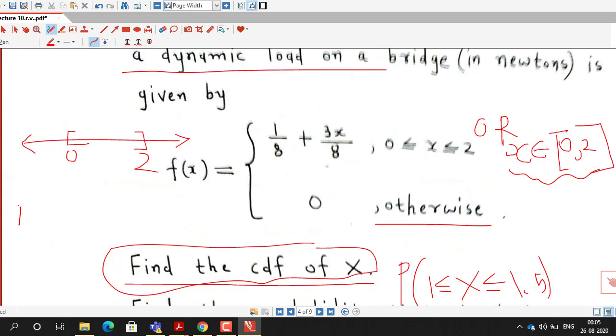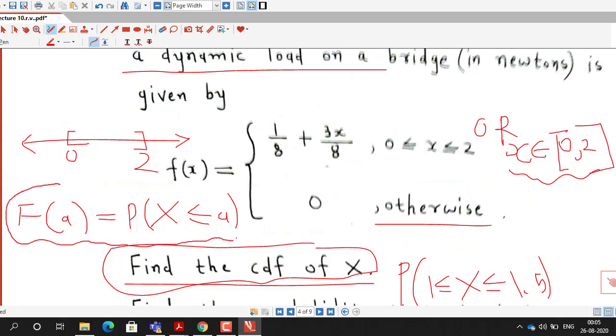Now instead of f of x, we will consider this definition. We will use a dummy variable, small a, instead of small x. So we will use F of a equal to the probability that capital X is less than or equal to a, where a is any real number. It is a dummy variable. You can use any other variable also.